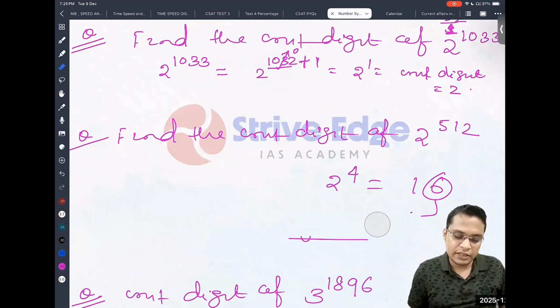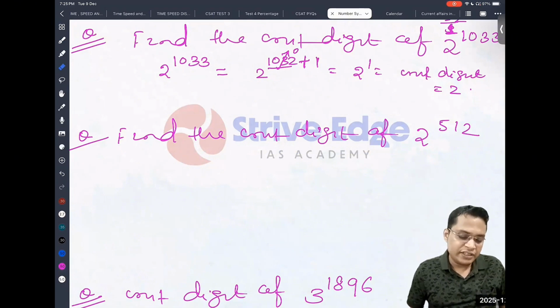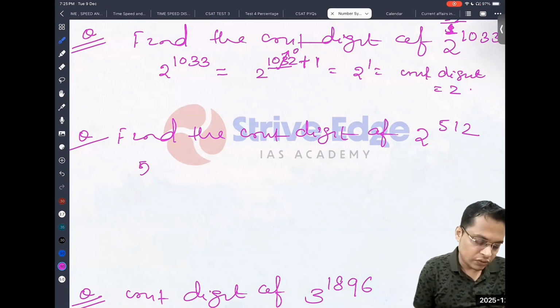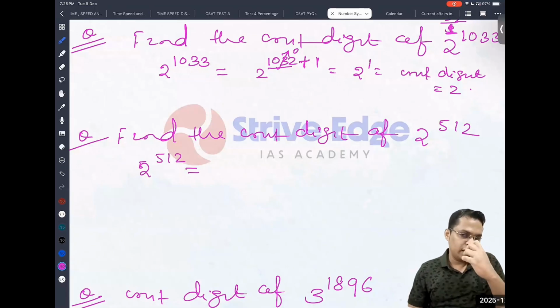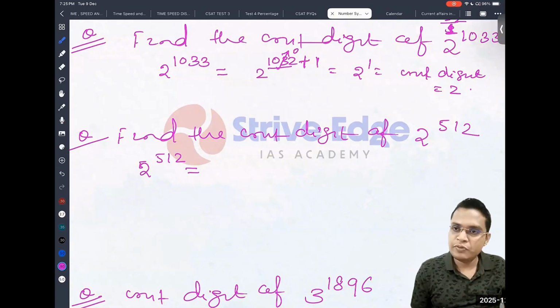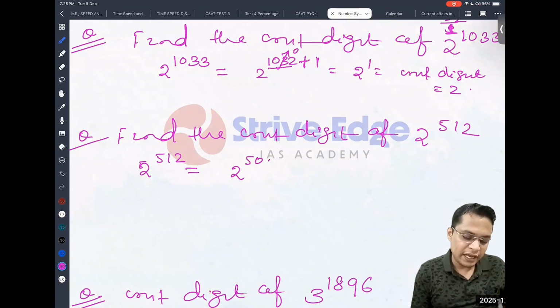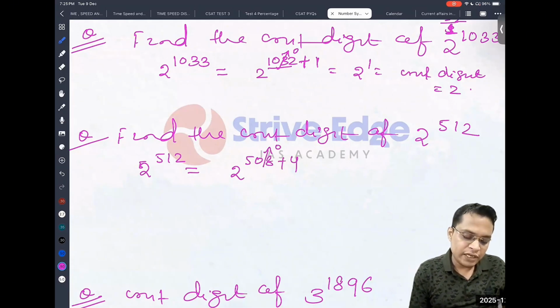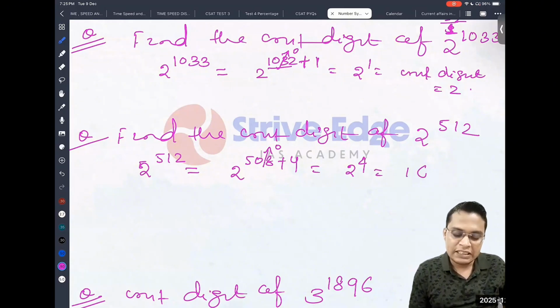Next, this is also a very interesting question. Find the unit digit of 2 to the power 512. I think we all know this exponent is already divisible by 4, so we can write 508 plus 4. Since it is divisible by 4, we eliminate it. So it is 2 to the power 4, the value is 16, and the unit digit is 6.